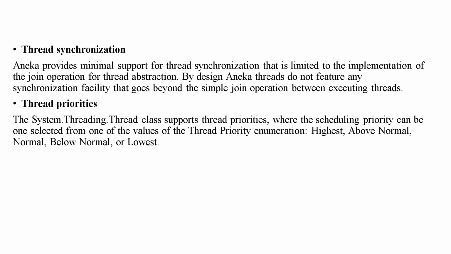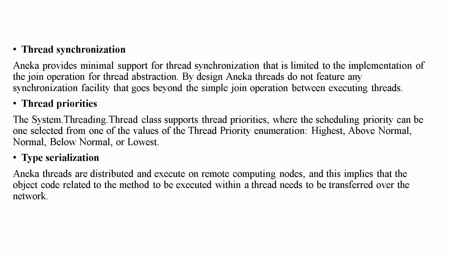Next difference is thread priorities. The System.Threading.Thread class supports thread priorities, where the scheduling priority can be selected from the values of the ThreadPriority enumeration, that is: Highest, AboveNormal, Normal, BelowNormal, or Lowest. These are the priorities. Next difference is type serialization.